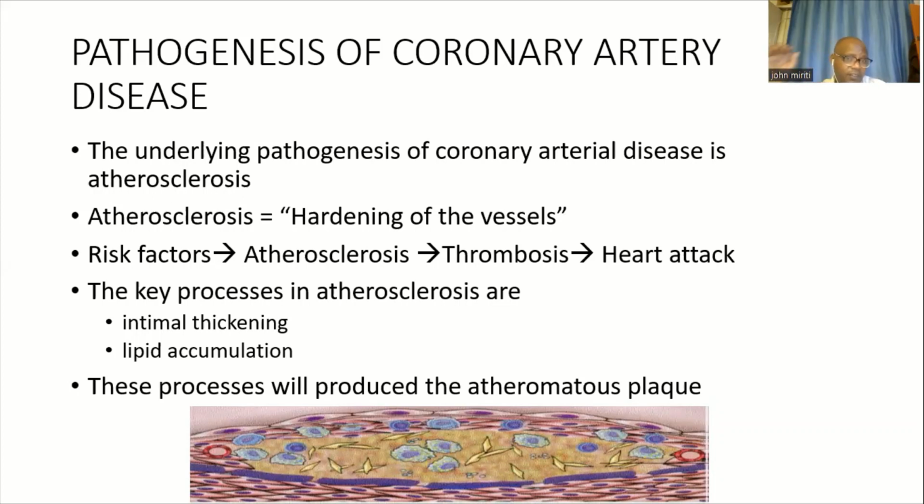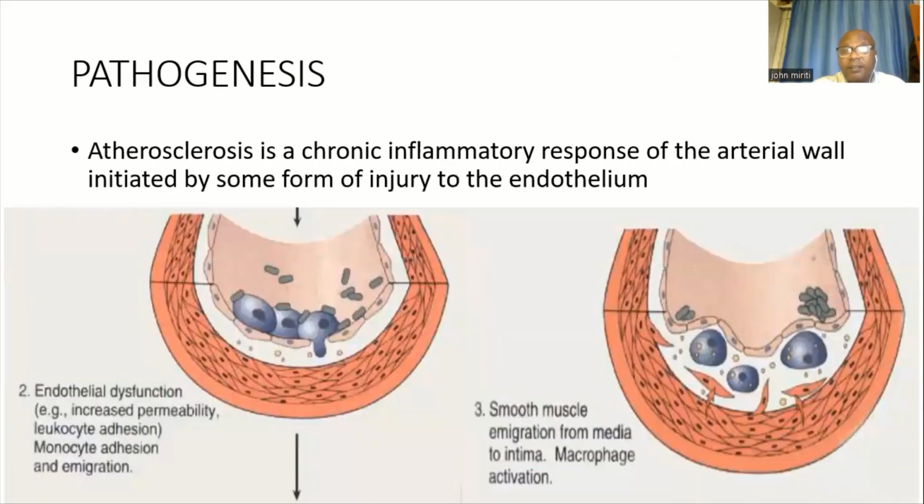So the key processes in atherosclerosis are intimal thickening and also lipid accumulation, resulting in what? In blood vessel occlusion, which in this case is the coronary artery, the key supplier of blood to the myocardial cells. So these processes will produce the atheroma, like the one you can see there. So the pathogenesis is that atherosclerosis is a chronic inflammatory response of the artery walls initiated by some form of injury to the endothelium.